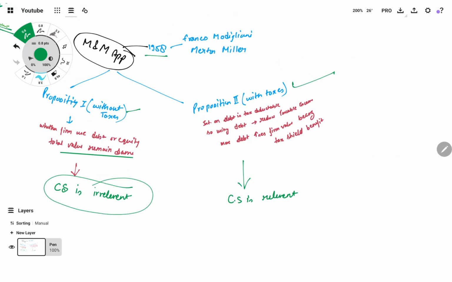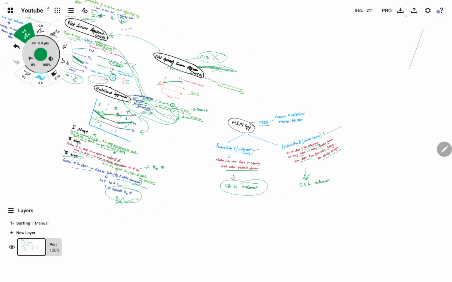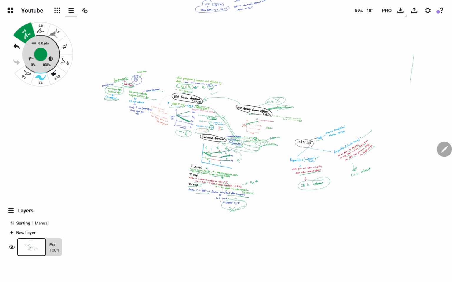But in Proposition 2, with taxes, interest on debt is deductible. So using debt reduces taxable income, and more debt increases firm value because of the tax shield benefit. Okay, so I think we have completed all the approaches.